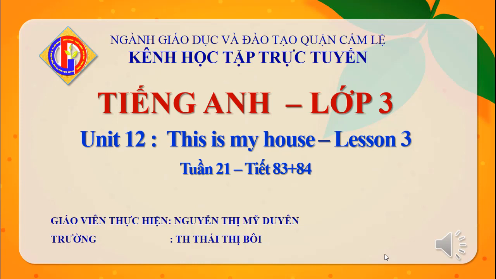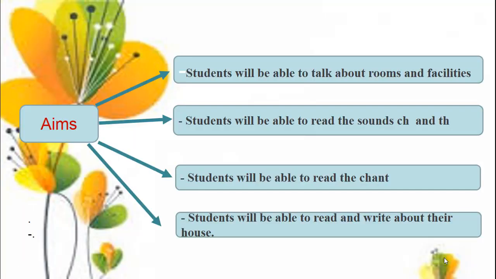Unit 12, This is my house, lesson 3. The aims of the lesson. Students will be able to talk about rooms and facilities. Students will be able to learn the sounds ch and th. Students will be able to read the chants. Students will be able to read and write about their house. You can read the aims through the lesson structure.